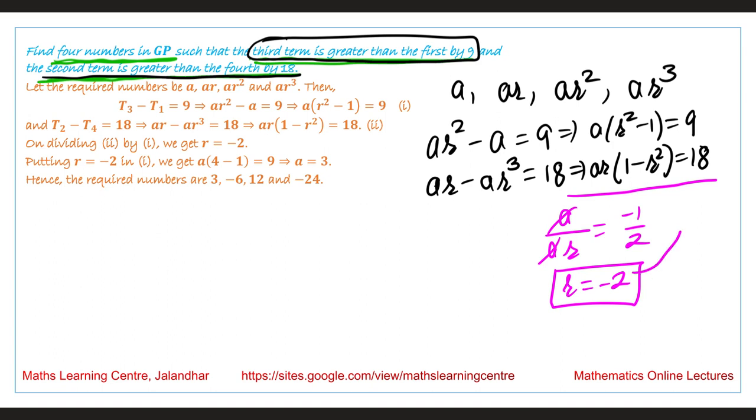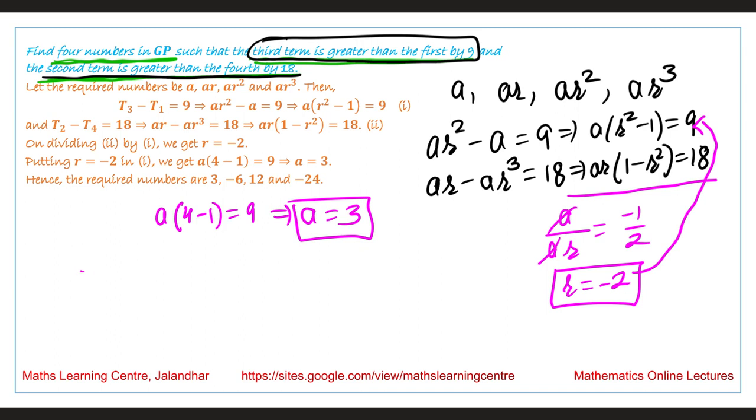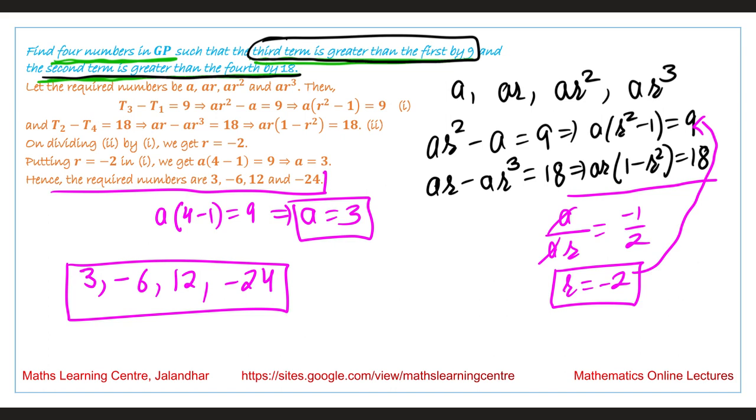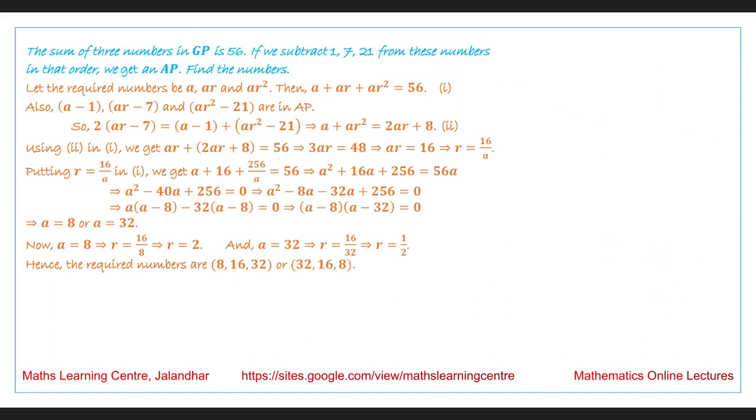Now if we substitute the value of r in one of these equations, we obtain a(4 − 1) = 9, so a = 3. So the required numbers are a = 3, then ar = −6, then ar² = 12, then ar³ = −24. So these are the required numbers in this case.